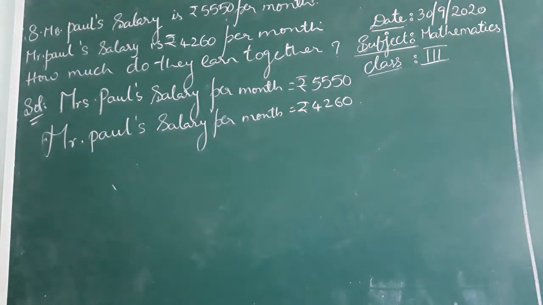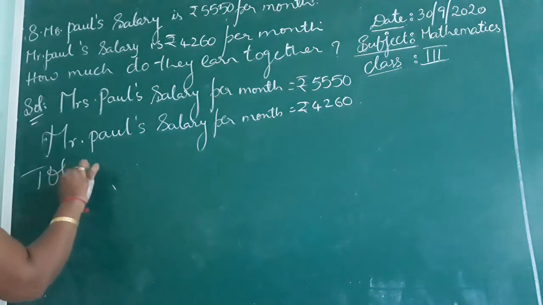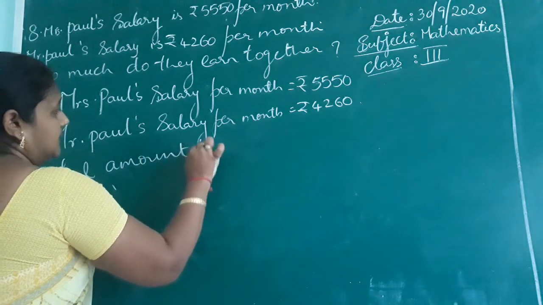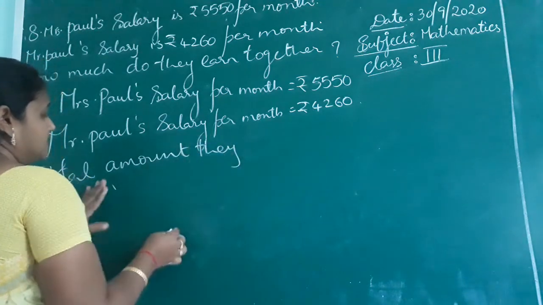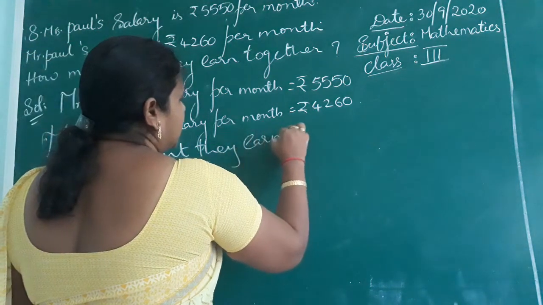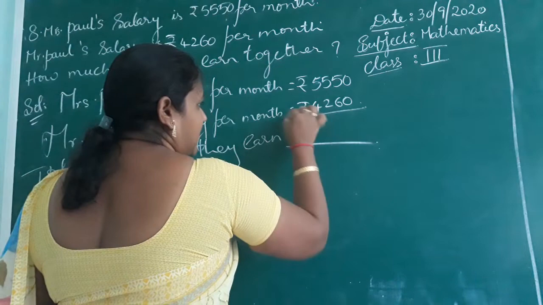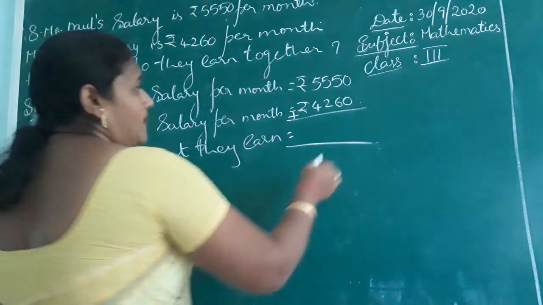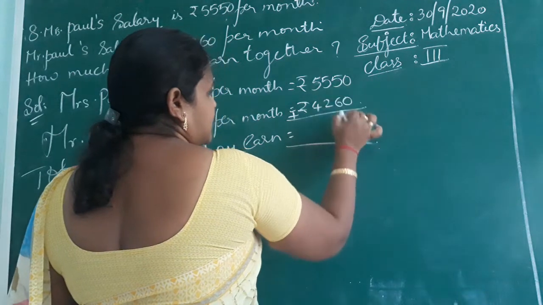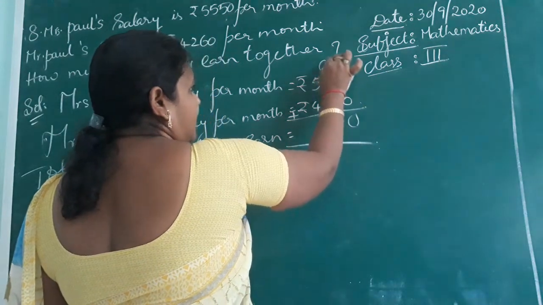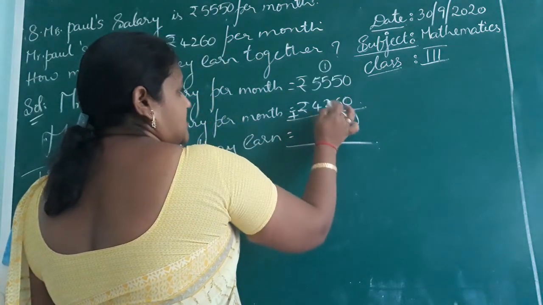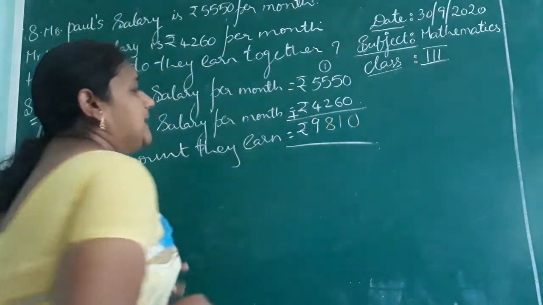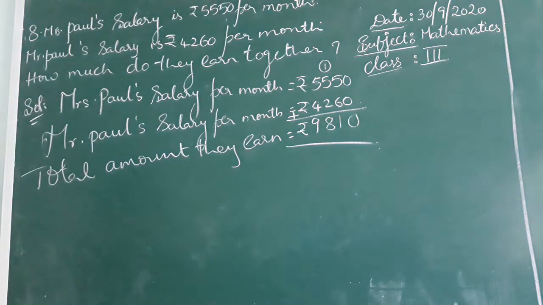That means the total amount they earn. How much do they earn, children? Earning means how much they will get every month in total. Okay, see that. 0 plus 0, 0. 5 plus 6, 11, write 1 here and 1 up. 5 plus 1, 6, 6 plus 2, 8, 5 plus 4, 9. So nothing but 9,810 rupees they will earn.